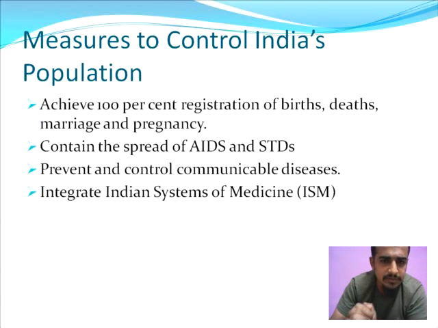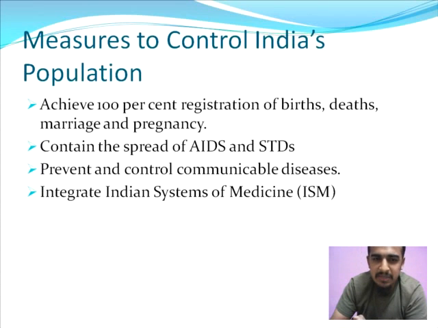Achieve 100% registration for births and deaths, marriage and pregnancy. We have had a pretty good statistic when it comes to registering births and deaths, marriage and pregnancy as well. Marriage is up to an extent going on quite well in terms of registration. Pregnancy is the one thing which happens to be a little out of control. We need to improve on that.